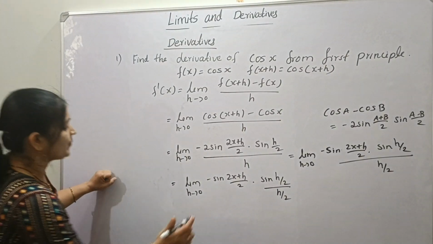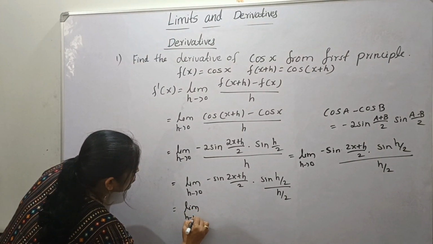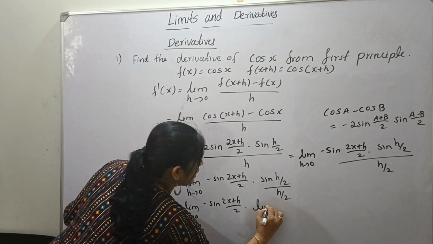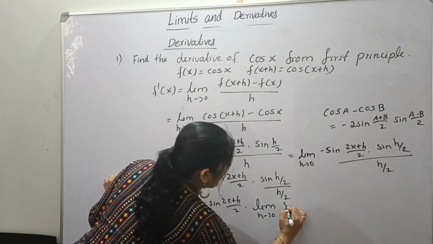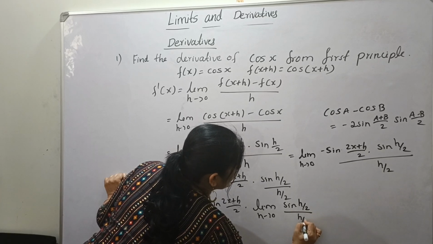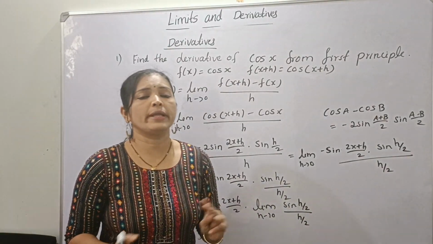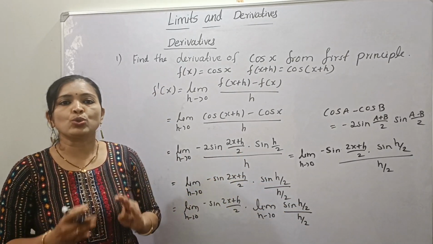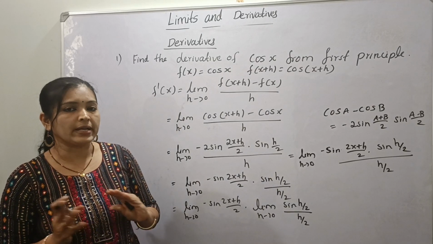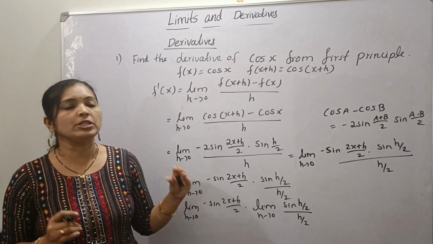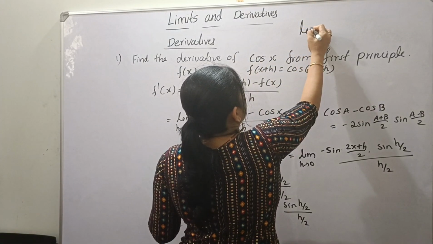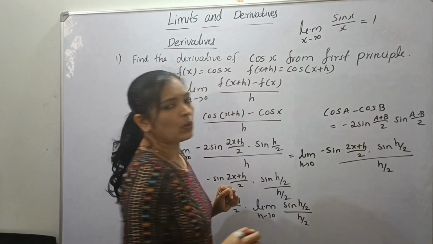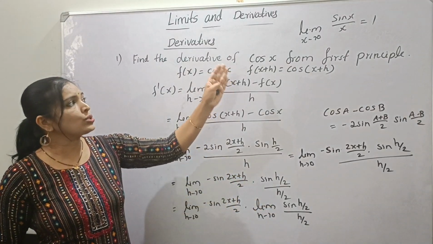Now apply the limit. Limit h tends to 0 of minus sin of (2x plus h) divided by 2, into limit h tends to 0 of sin of h by 2 divided by h by 2. See, h tends to 0 implies h by 2 tends to 0, right? Now it is of the form limit x tends to 0 of sin x by x. We studied that standard limit: limit x tends to 0 of sin x divided by x is equal to 1.